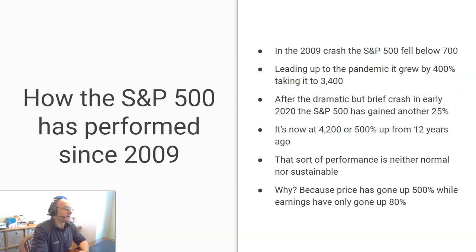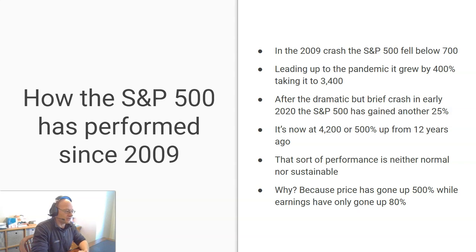So on to the S&P 500 and how it's performed since 2009. Okay, so in the 2009 crash, the S&P 500 fell below 700. And then in the years after that, up to just before the pandemic, it grew by 400%, taking it to about 3,400. And a 400% gain in 10 years is not normal.